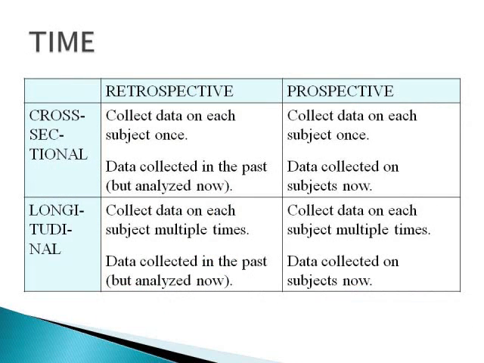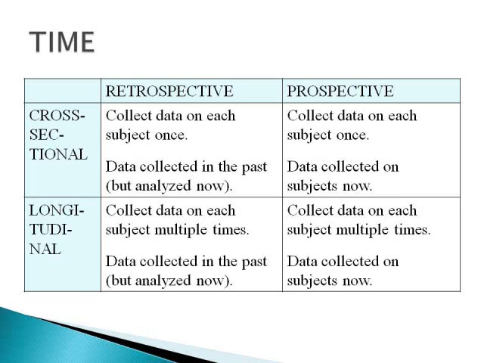So now we have 4 different study types based on the concepts of time. First one is retrospective and cross-sectional. Data is collected on each subject once, but it was collected in the past, and it's analyzed now. We can go back and look at census data, or look at incidents of measles at a particular point in time. That is retrospective and cross-sectional.